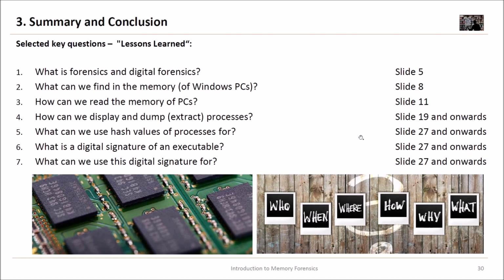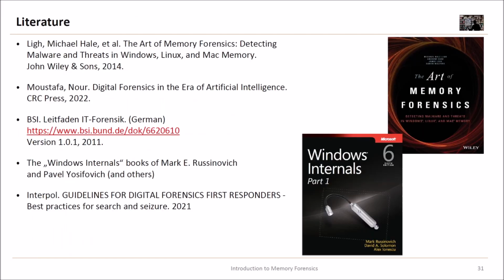Slide 77 and onwards. Then, what is a digital signature of an executable? We saw that, for instance, Microsoft signs the executables, so that an operating system can check if a file has been altered. Also, we can use these signatures to see that. Slide 27 and onwards. What can we use these digital signatures for? I already answered that. We can see if a file was altered or is in its original state. Now, this is the end of the video.